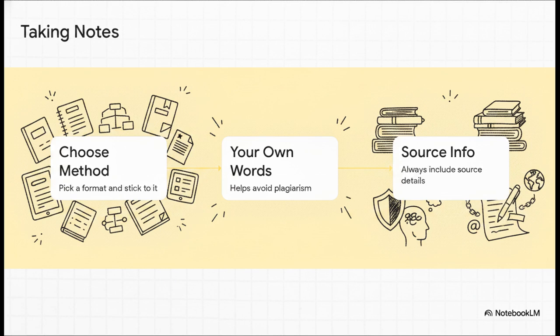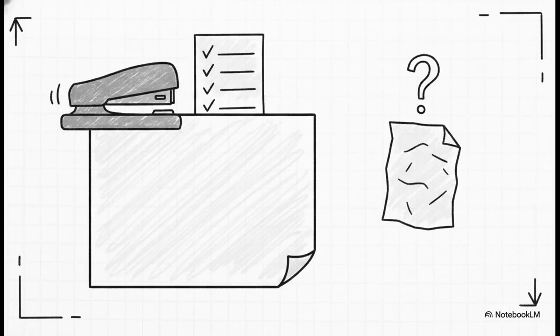This is your ultimate shield against accidental plagiarism. And third, you absolutely must include the source information. Now, what exactly do I mean by source info? You literally have to staple these exact pieces of information to every single note you take. The author, the title, the date, the page number, or the website link. If you write down a cool fact without this info attached, well, that's what we call an orphan fact.